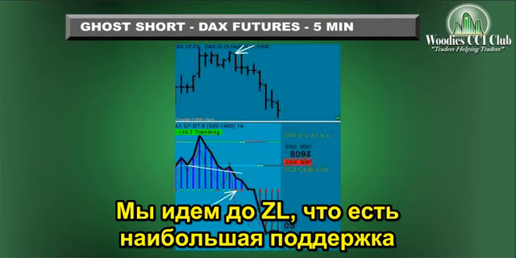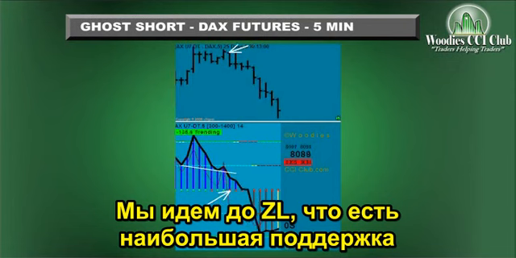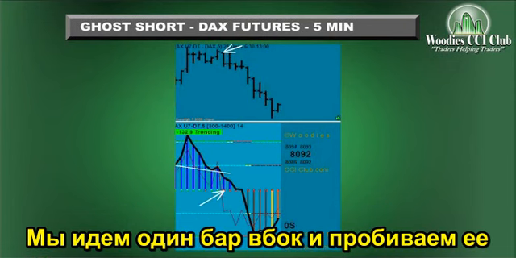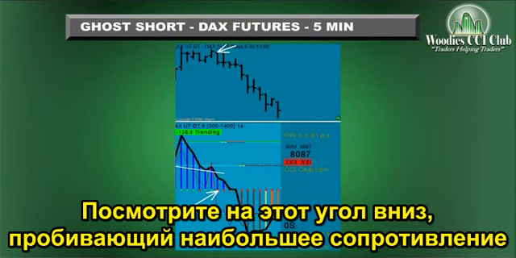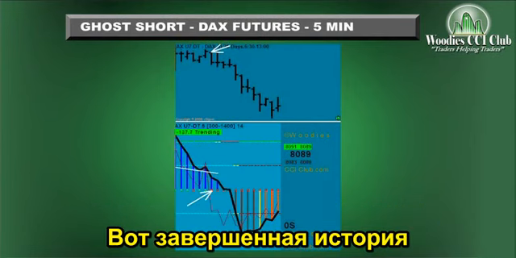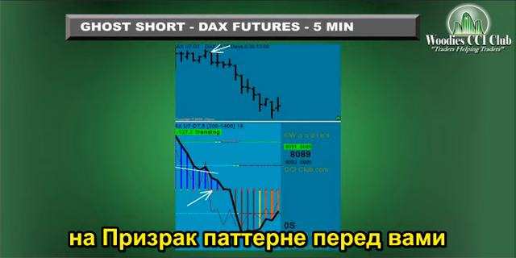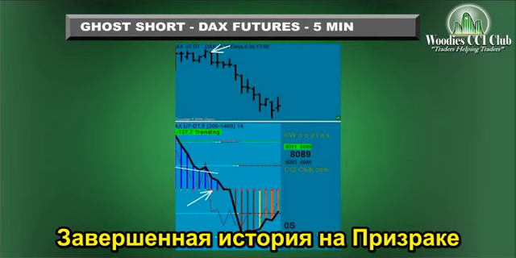We get to the zero line, which was major support. We go one bar and we finally break through it, and look at that angle down, breaking through major support. So there's a complete story on the ghost pattern right there, a complete story on a ghost.